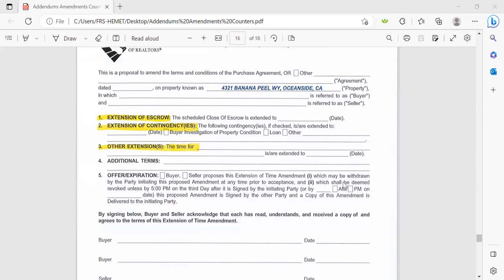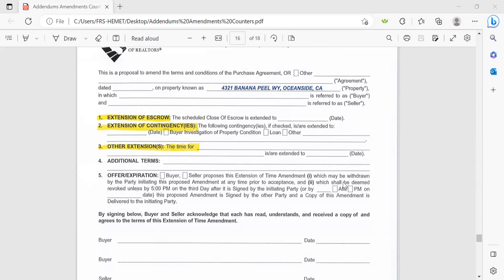We have 17 days to get our investigation of the property. We've had trouble getting a roofer over there because they're so busy because of the rains we've received. And we're trying to get a roof inspection. So we would like an extra 5 days because he says he can get out there on Friday or whatever it happens to be. So as long as people know about it, you can extend those things. The loan, the same thing. We just talked about an amendment that changes the loan. So here's the loan contingency. We need an extra week or whatever it happens to be.